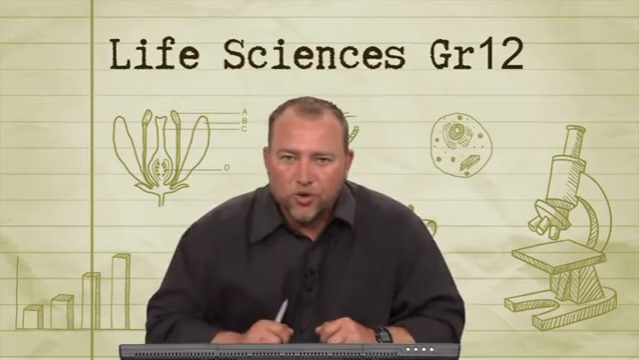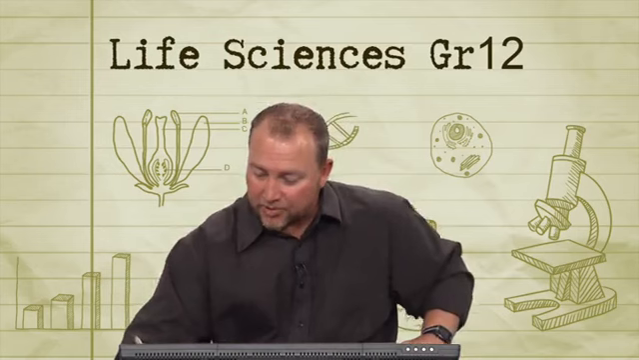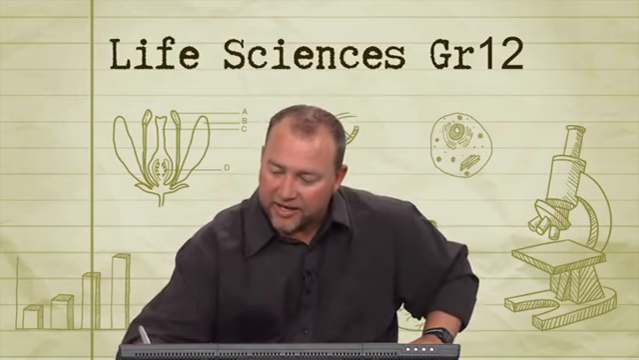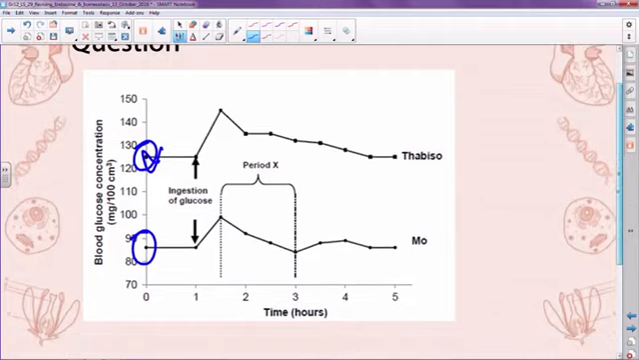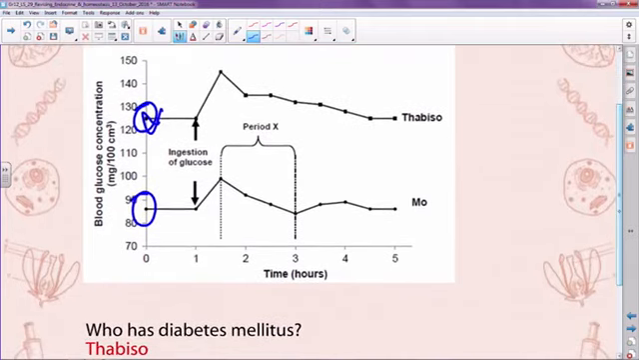Okay, so let's have a look what we end up with. Very simple. The nicest way of looking at it is you need to look at who starts and where they start and how their body reacts to whatever we're doing here. So we're having a look at glucose level. First thing we're going to have a look at is the heights. The minute the one is higher than the other, we know that Tabiso has more chance of having the diabetes. So, of course, it is Tabiso who has diabetes mellitus, okay?